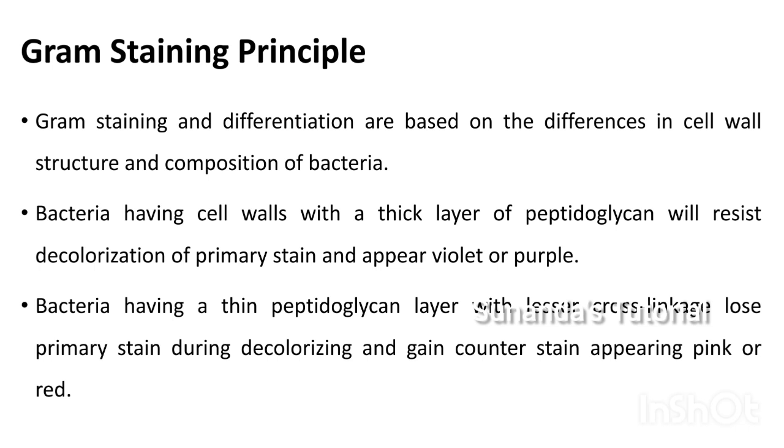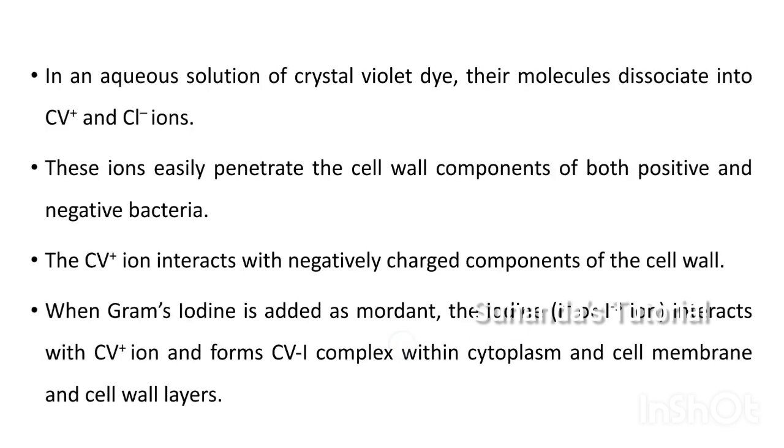Bacteria having a thin peptidoglycan layer with less cross linkage lose primary stain during decolorization and gain the counter stain and appear pink or red in color. Gram negative bacteria have a thick lipid layer, or outer layer, which is made up of lipid, and that lipid will wash away during the decolorization process, and finally it will retain the counter stain or safranin and finally appear as red or reddish pink color.